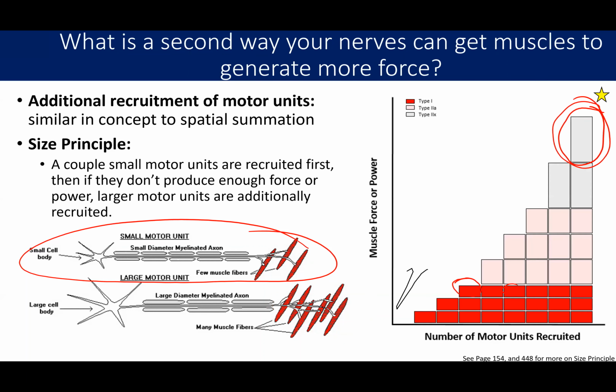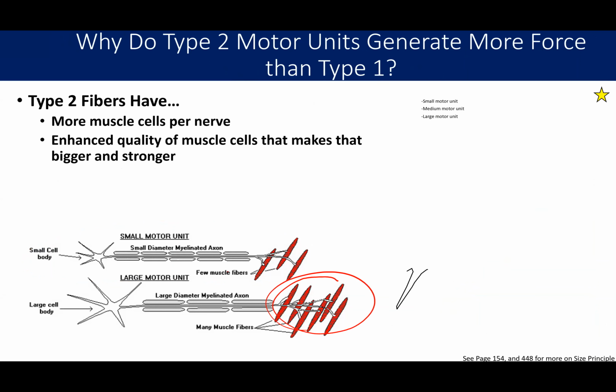There's another thing going on that we're going to talk about next class, where it's not just the number of muscle cells that make these large motor units generate more force. If you had a small motor unit and a large motor unit with the same number of cells, the large one would still generate way more force because the muscle is supercharged, basically. And you're going to learn why on Wednesday.